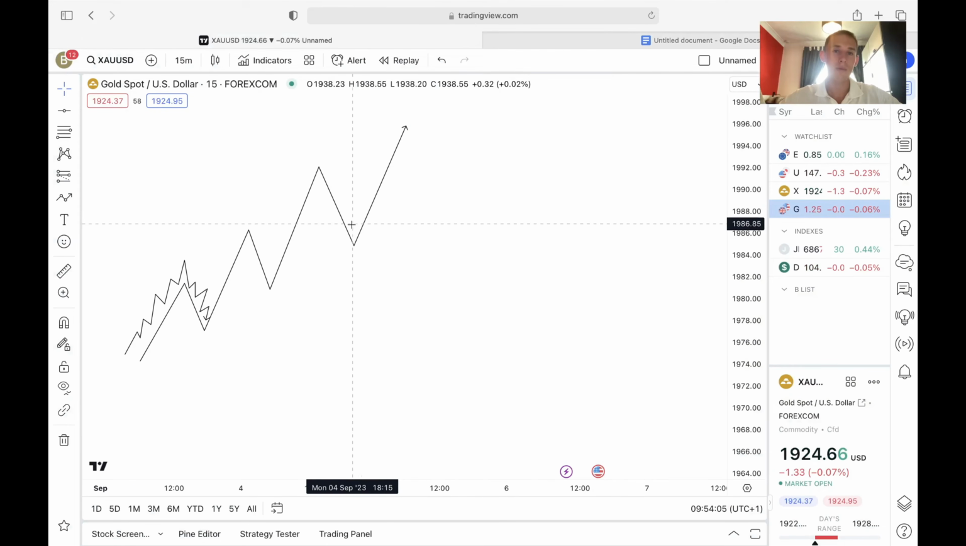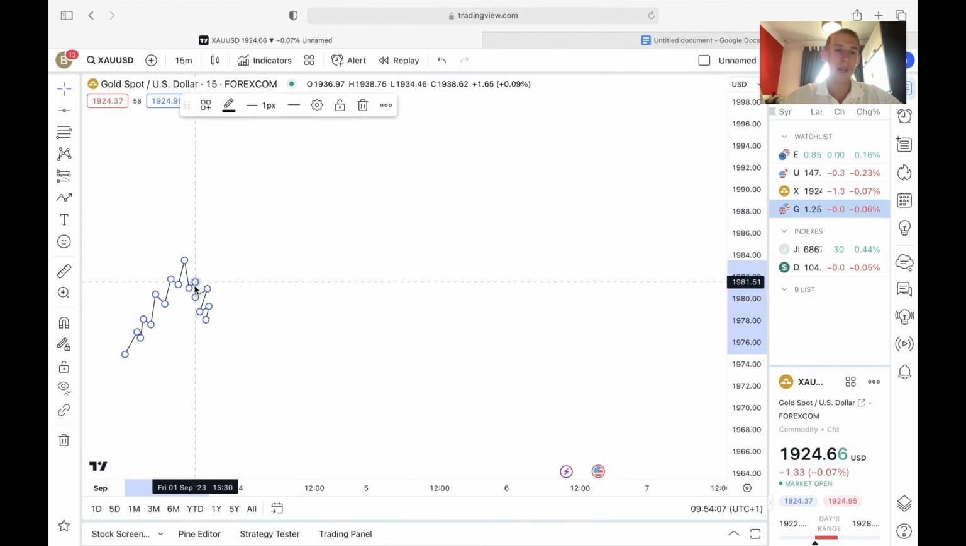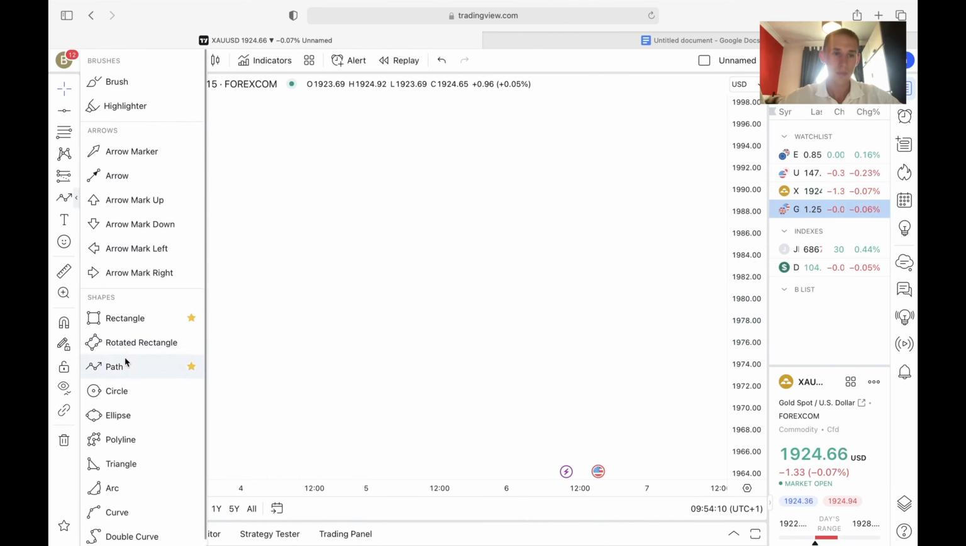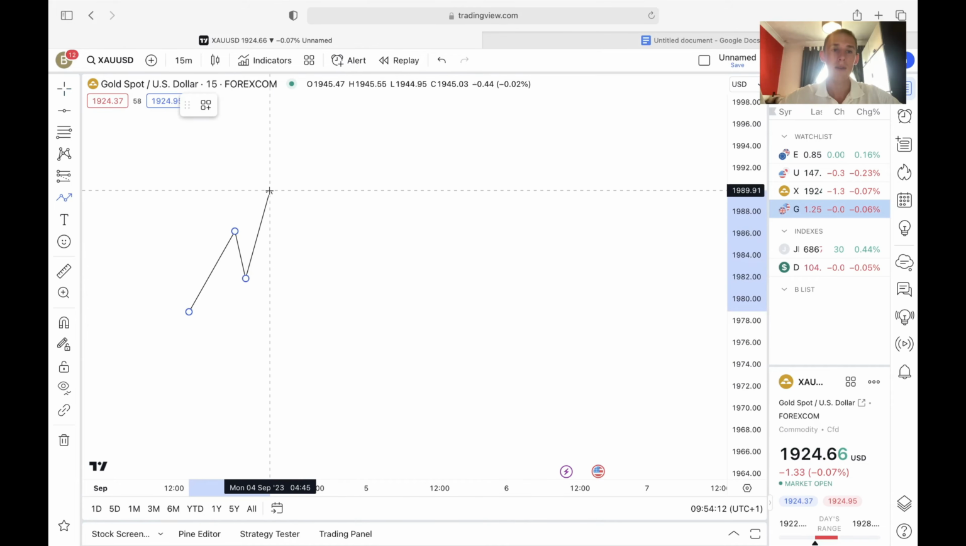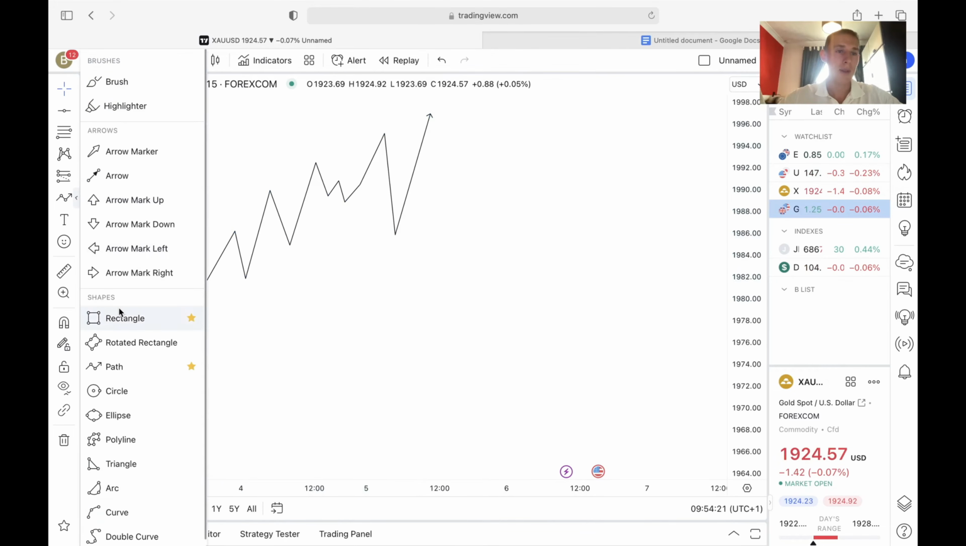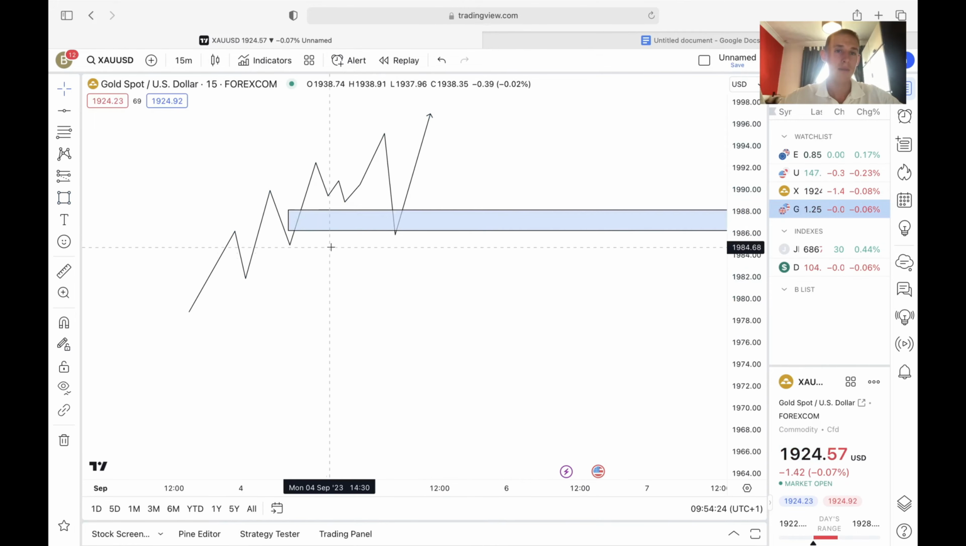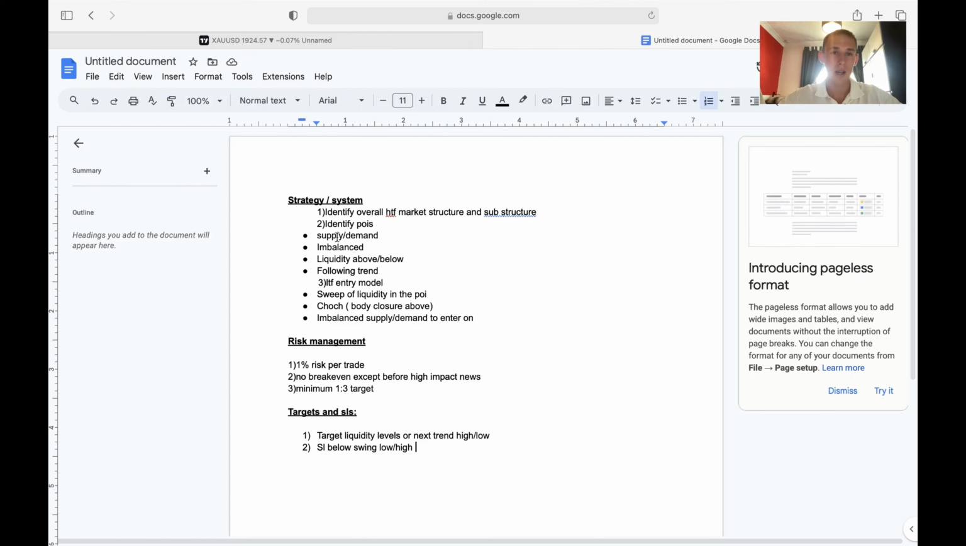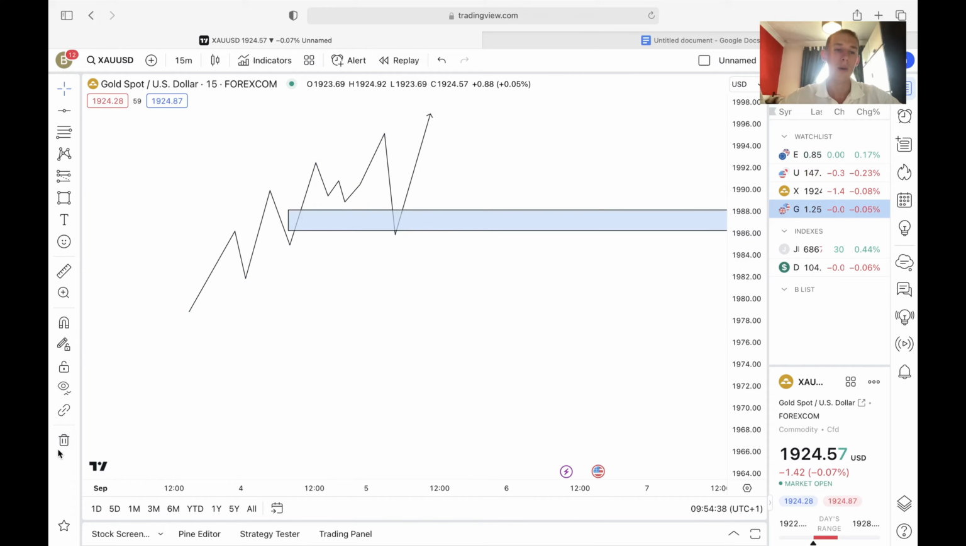So for example, the main two types of POIs that I currently use, the first one is when we have a higher time frame trend like this. Maybe we have some liquidity like this, and our area of imbalanced supply or demand is this area below the liquidity, in line with the trend. This would be an imbalanced area. We have the liquidity above. So this would meet our entry criteria of what a POI actually is.